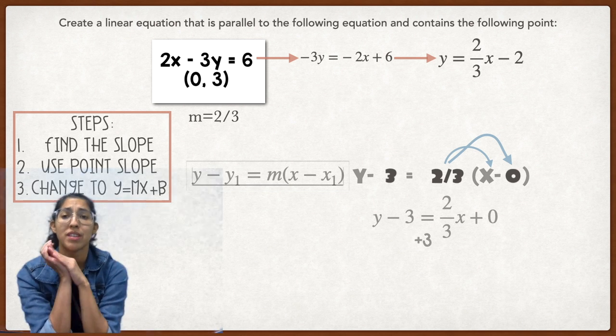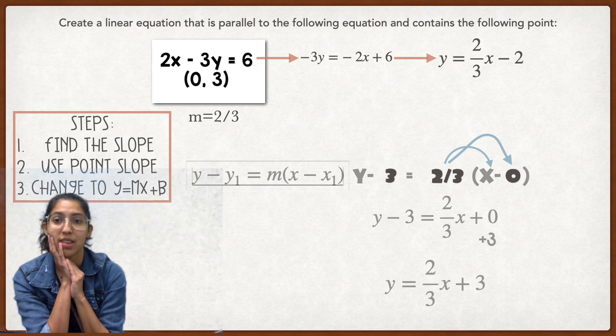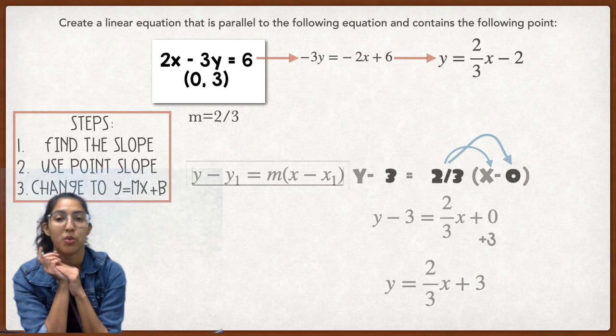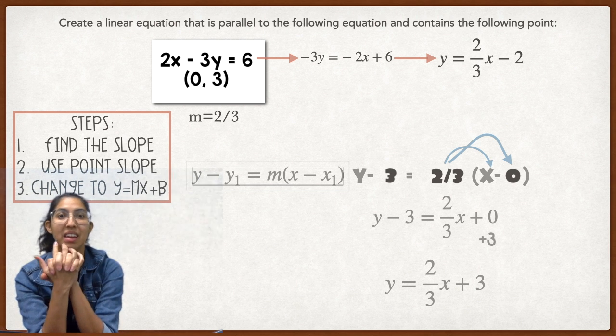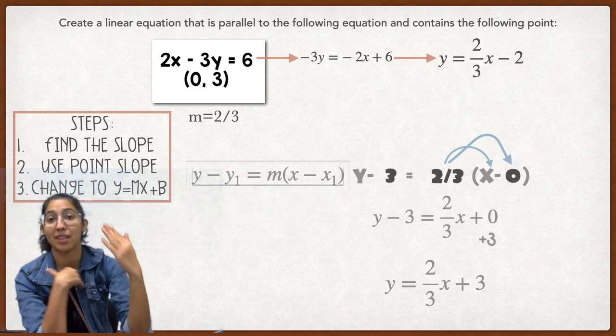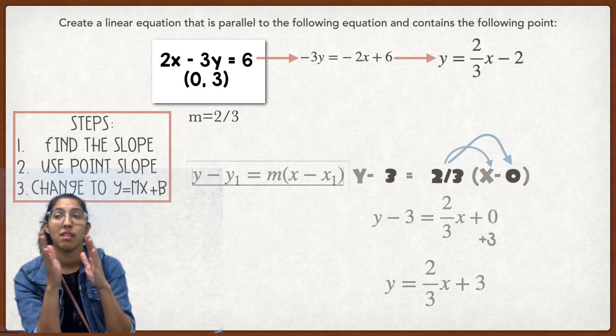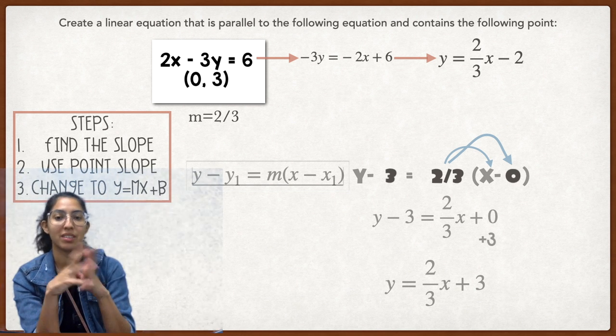Something that you might have noticed at the beginning is that (0, 3) is actually our y-intercept. So really on this problem, all we had to do was find our slope and then just plug in our y-intercept, and that's it. However, I wanted you to go through all the steps so that you could see that the equation still works either way.